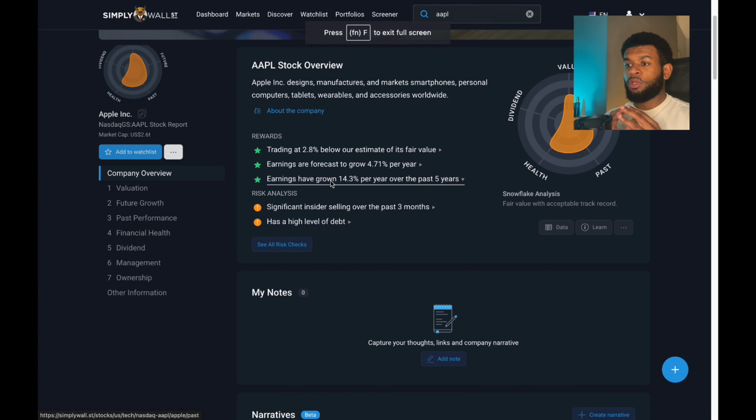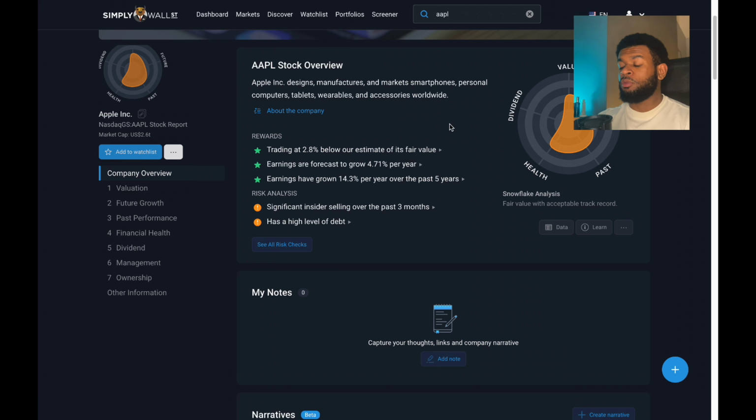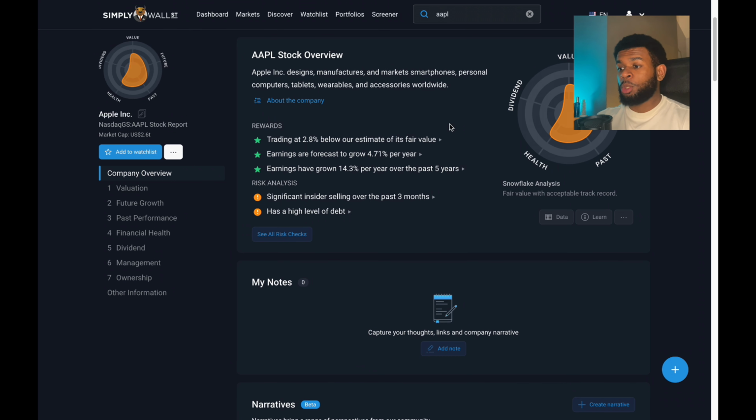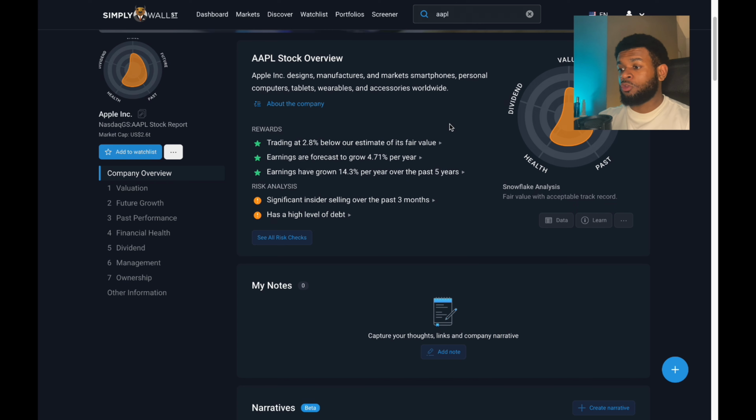Now, the next website that we're on is Simply Wall Street. This is probably the most user-friendly platform out of them all, as it's very easy to navigate, and it very clearly tells you different metrics and different statistics that the stock has.